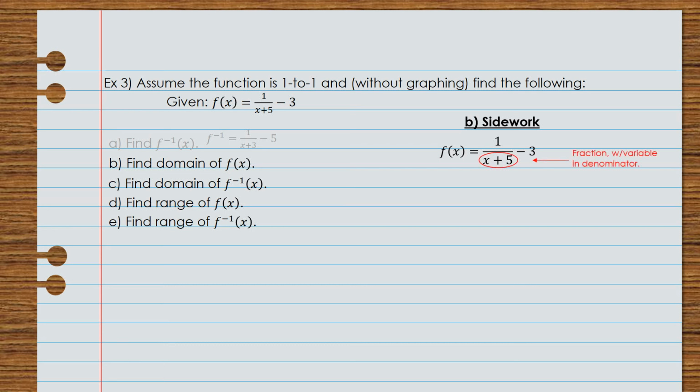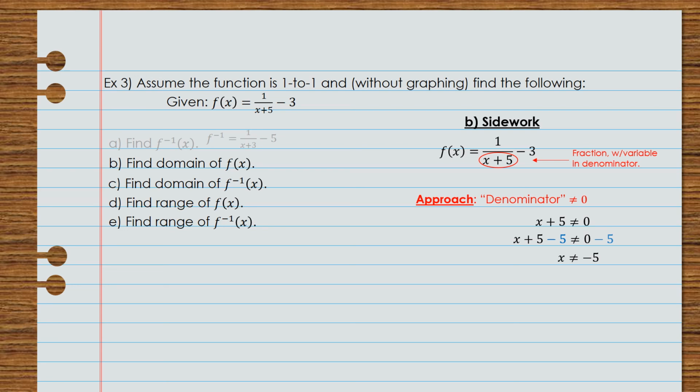Notice, we have a fraction with a variable in the denominator. So we have to recall what the approach is. When you have a fraction with a variable in the denominator, you simply set the denominator and say it cannot equal 0. And in this case, our denominator is x plus 5. And so we want to try to solve for x, and to do that, we would need to subtract 5 on both sides, which tells us x cannot equal negative 5.